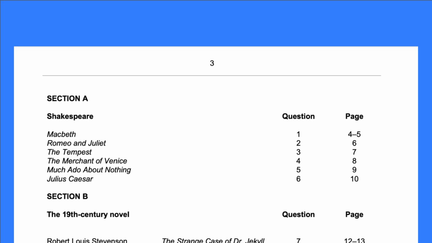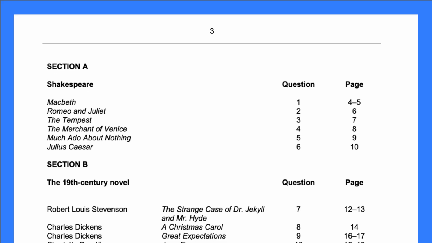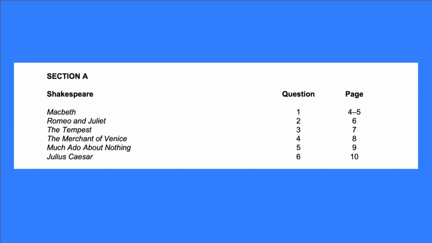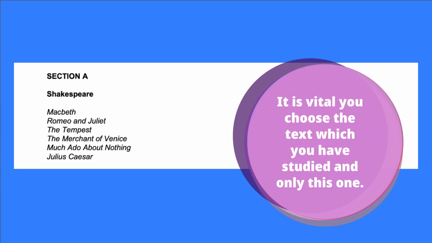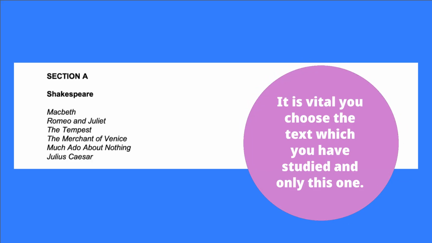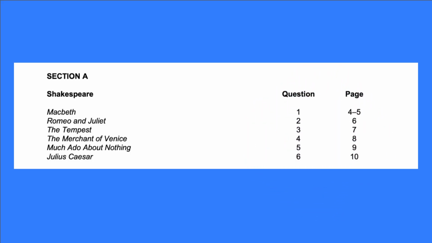Okay, let's look inside the paper. At this point, you'll need to be aware of the texts you personally have studied in your class for the exam. As you can see, there are a range of texts in each section. Section A covers texts by William Shakespeare. Macbeth and Romeo and Juliet are the most popular texts covered by most schools. However, The Tempest, The Merchant of Venice, Much Ado About Nothing, and Julius Caesar are other options. It is vital you choose the text which you have studied and only this one. Sounds obvious, but every year students get mixed up and end up attempting to answer questions on texts they haven't studied. Don't let that be you.